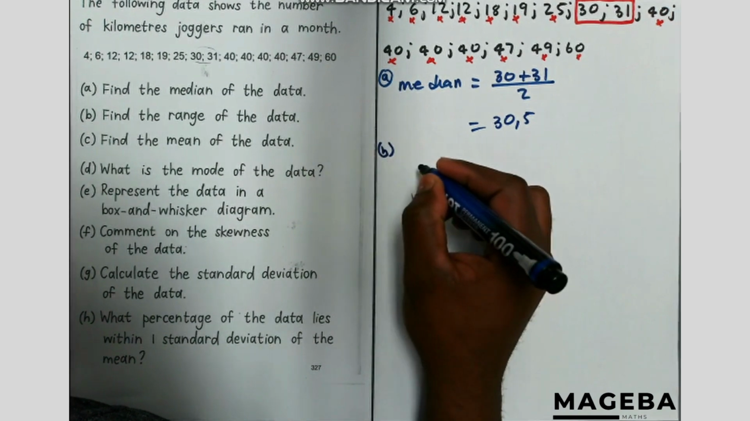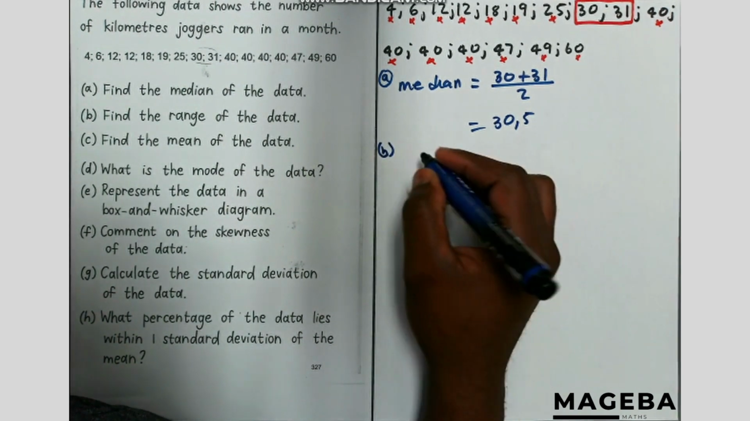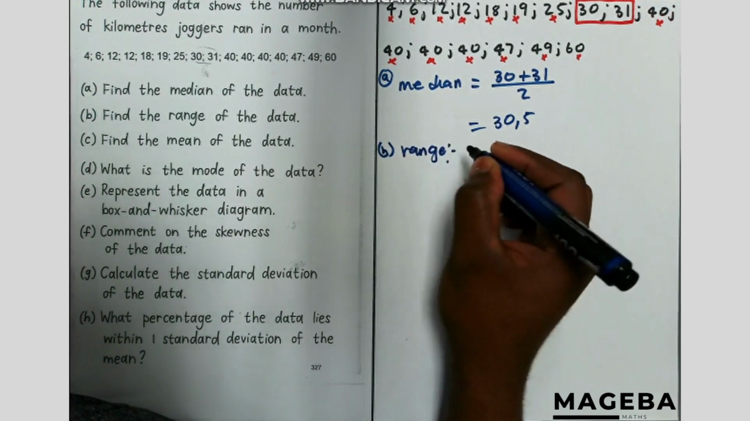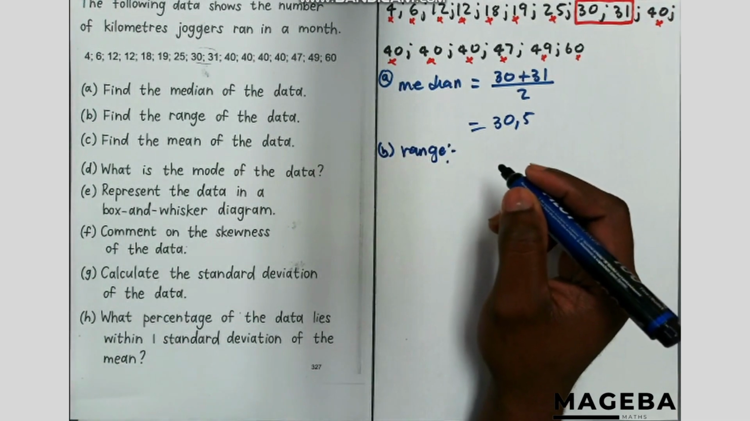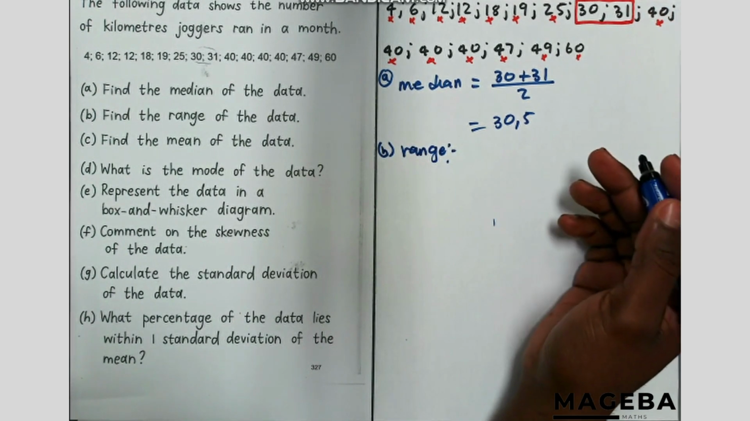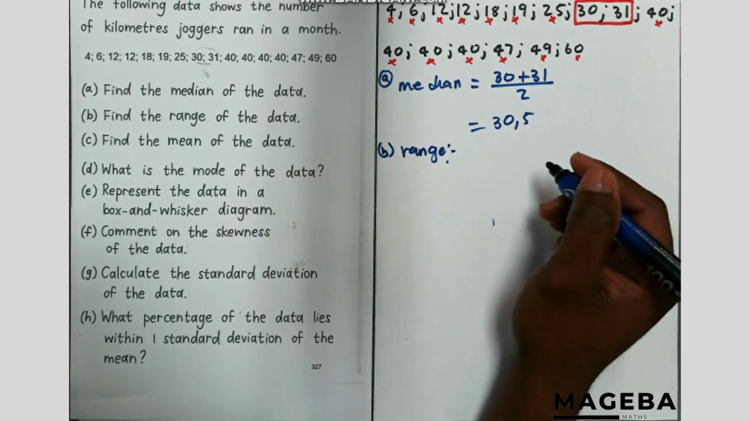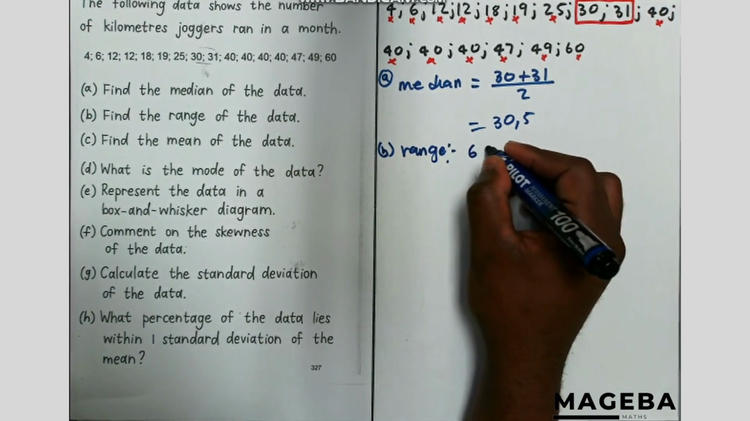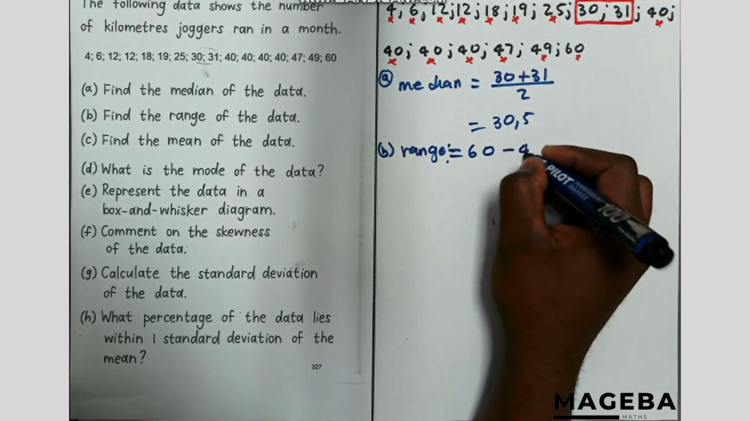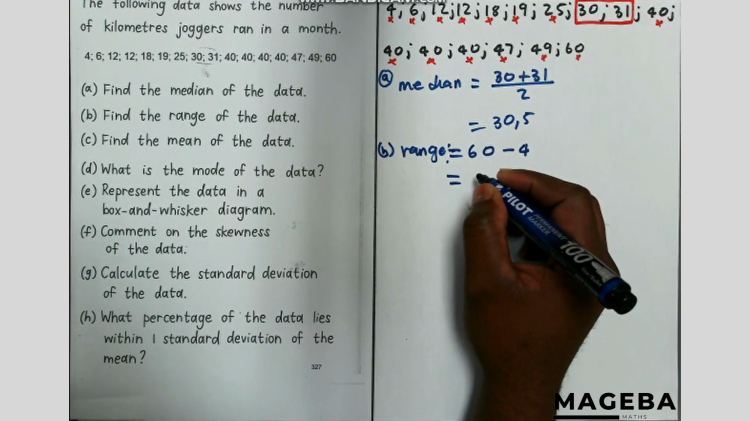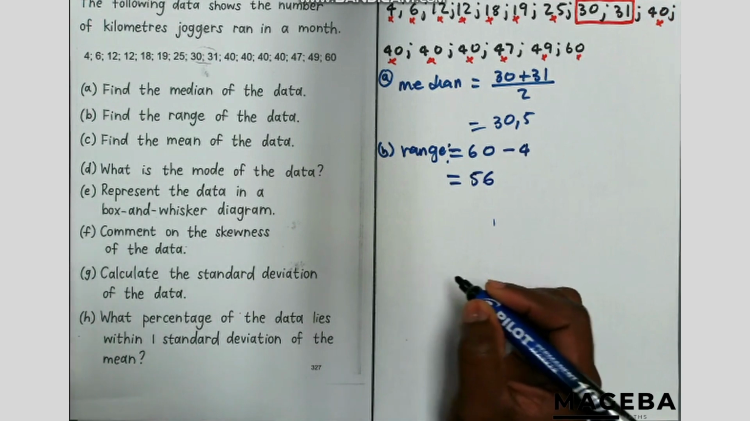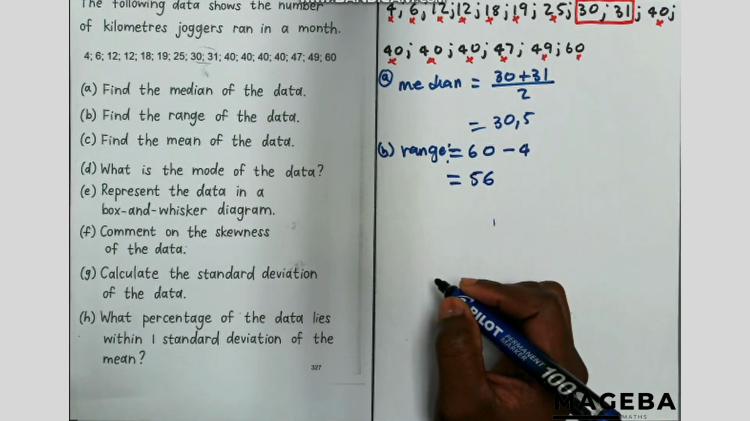Now question B, they are saying find the range of this data. How do we find the range? The range, remember, is the biggest number minus the smallest number, which is the maximum minus the minimum. So what is the biggest number here? 60. My smallest number is 4, so it's minus 4. So 60 minus 4, what is it? It's 56. So that is the range of this data.